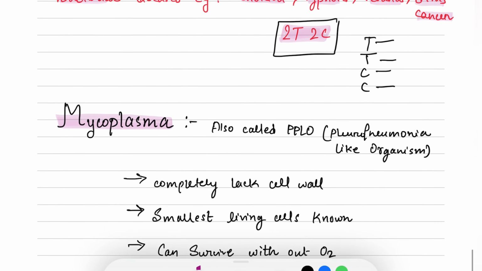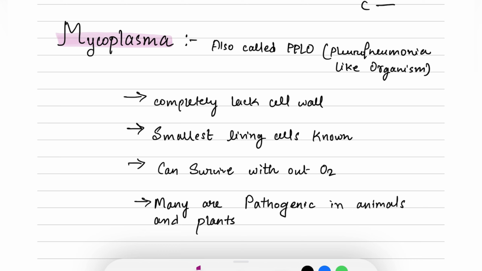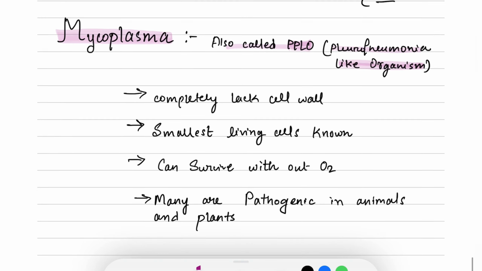Now let us see mycoplasma. This is a separate class of bacteria. They are separate from all the heterotrophic or autotrophic bacteria. Mycoplasma are also called PPLO, pleuropneumonia-like organisms. PPLO is the other name of mycoplasma.